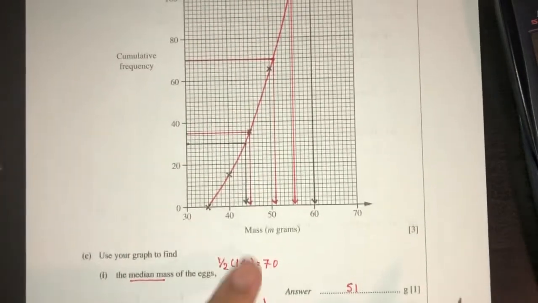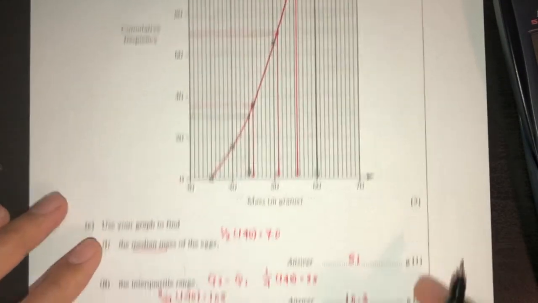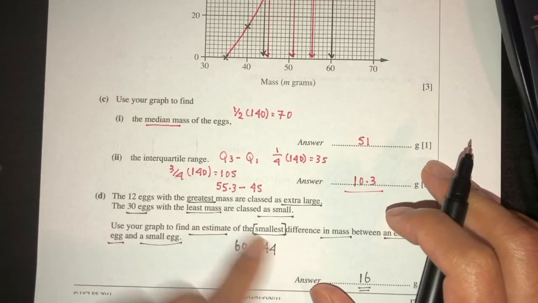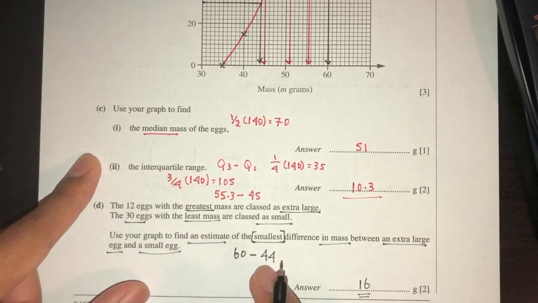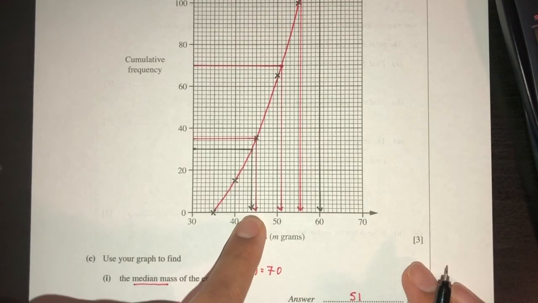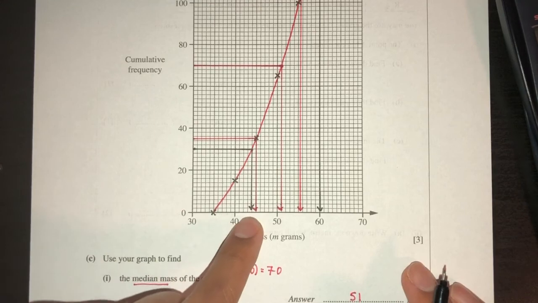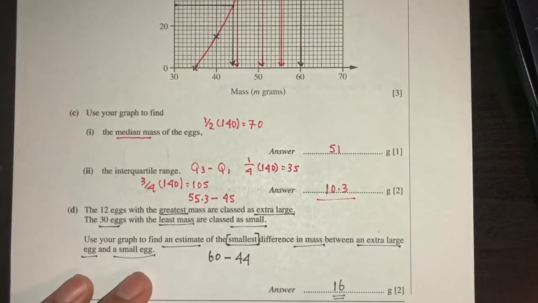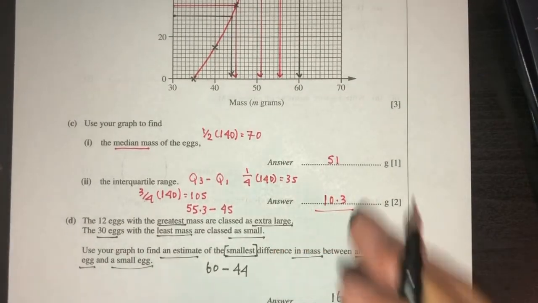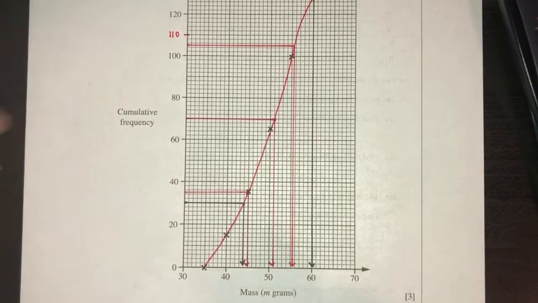The reason why we take this value and not any value is because to find the smallest difference, you have to take the lower bound of the maximum minus the upper bound of the minimum. That's why we take the heaviest of the small egg and the lightest of the extra large egg to find the smallest difference. That will be 16 grams according to your graph. You have to show your work on your graph for your answer.